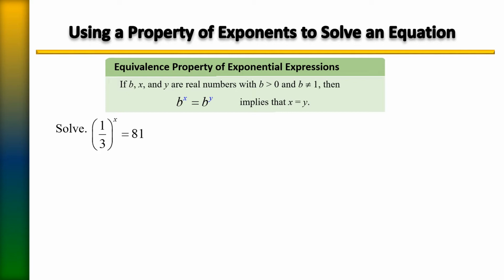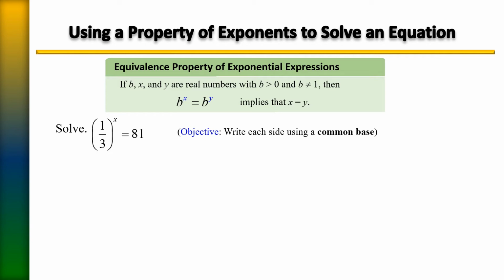So the first step to using the property is that you're going to have to rewrite the equation so that they have like bases, or common bases. So 1/3. I think of another way where I can write 1/3 to where it would have the same base as when I rewrite 81. Well, if I were to flip 1/3, move the 3 in the bottom to the top and move the 1 to the bottom.